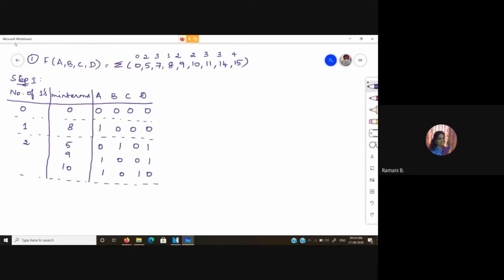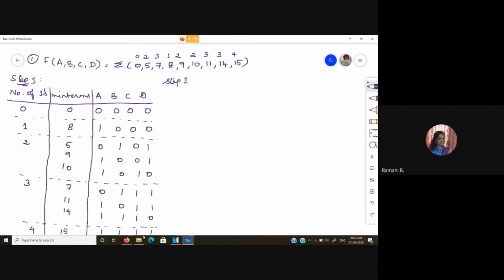And then the 3 number of ones. So we have 7, 0, 1, 1, 1. Then 11, 1, 0, 1, 1. Then 14, 1, 1, 1, 0. And lastly, the 4 ones. So it is 15, and we have 1, 1, 1, 1. So this is our first step.